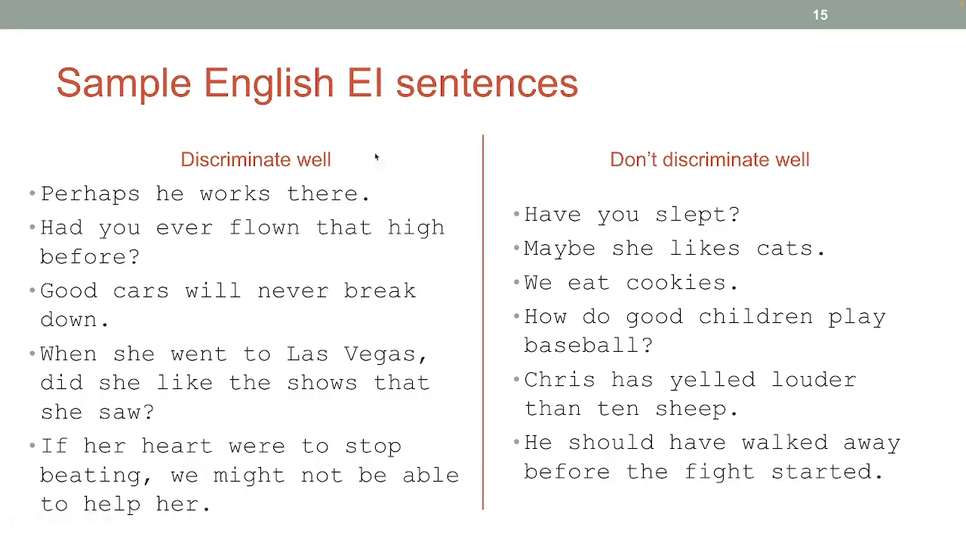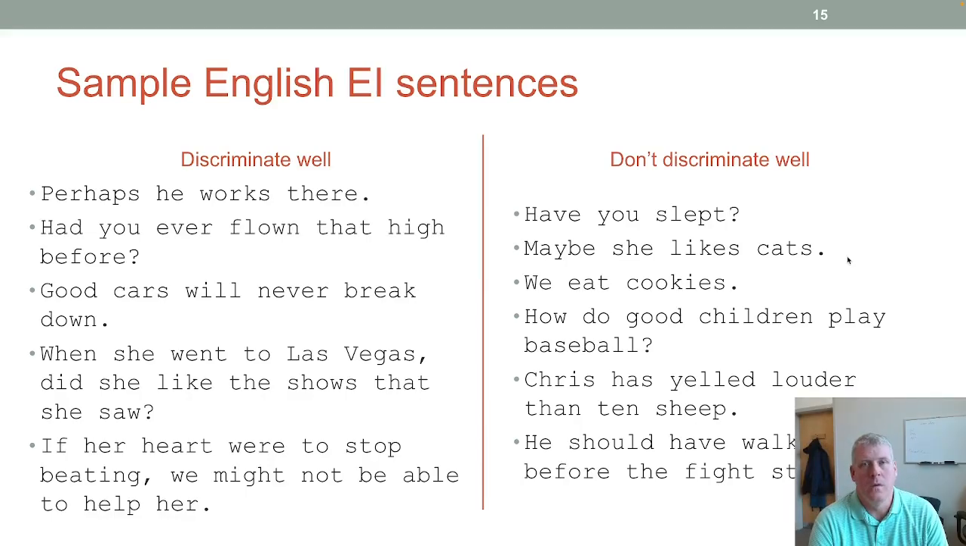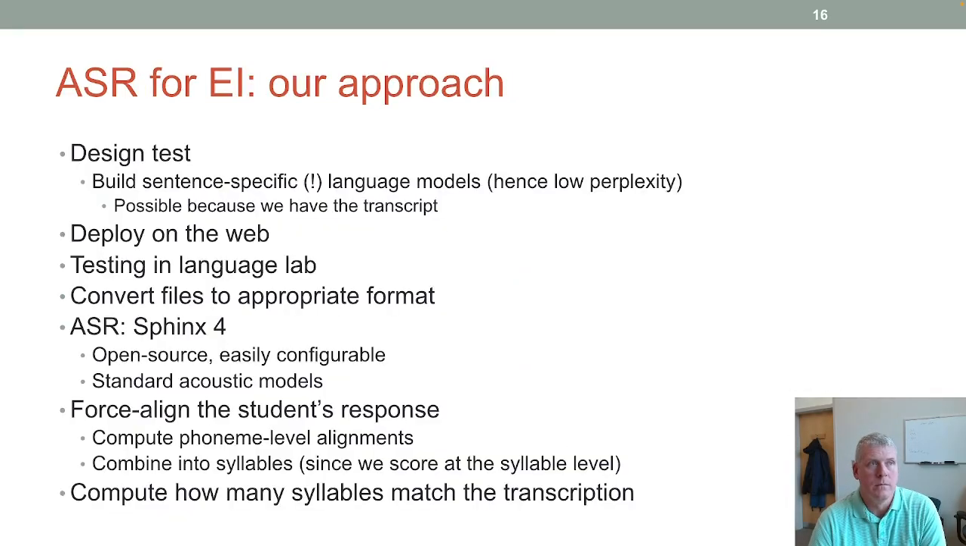On the right-hand side, we have some sentences here that don't discriminate very well. Have you slept? Maybe he likes cats. We eat cookies. How do good children play baseball? Anyway, the idea here is that trying to come up with good sentences to use in an elicited imitation task that can later be fed into a forced alignment system to see how well the person did is an important task in itself.